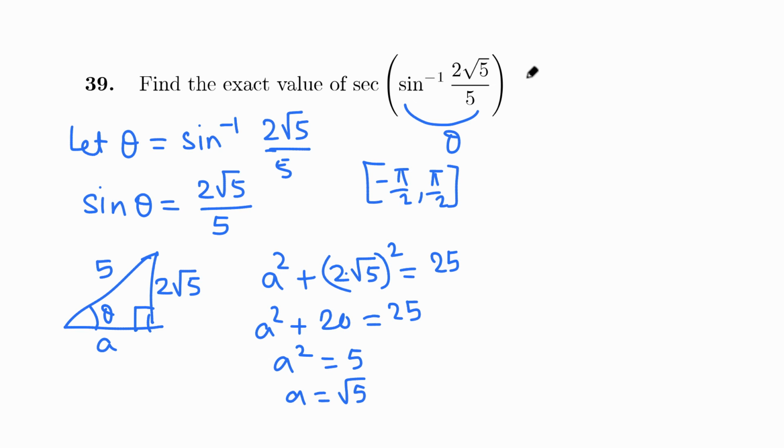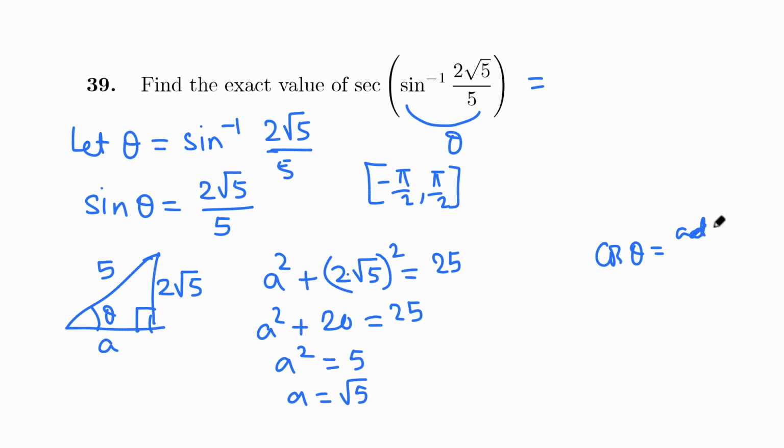Okay, so we got all three sides known, and if we go back and look at this, this is secant theta. Okay, secant theta. We know that cosine is adjacent over hypotenuse. So secant is reciprocal of this. So hypotenuse over adjacent. In this case, hypotenuse is 5 over adjacent, that was missing. We just found root 5. 5 over root 5. I mean, this works, but you can definitely simplify.